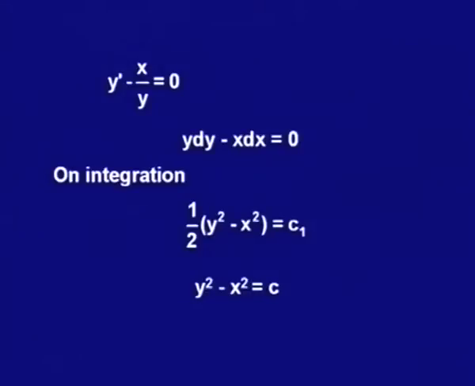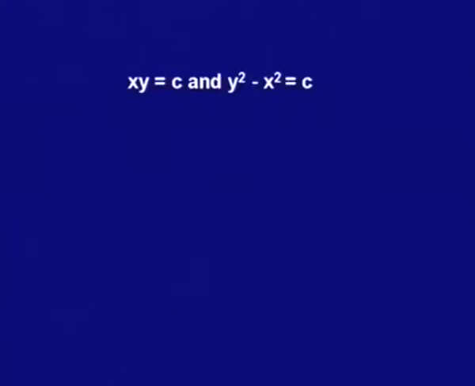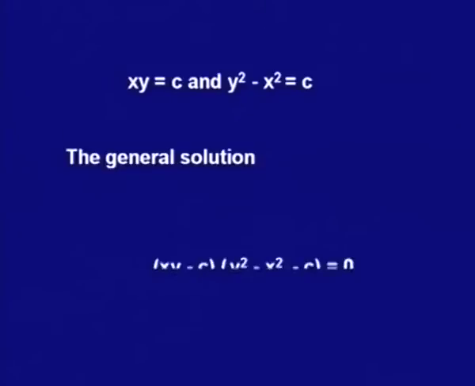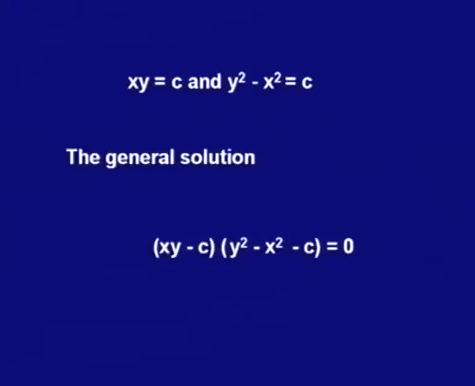Now, we have got the 2 solutions for our equation. First, xy is equal to c, and the other, y square minus x square is equal to c. Now, combine these two to get the general solution. What we get is xy minus c into y square minus x square minus c is equal to 0. This is the solution of the given differential equation.